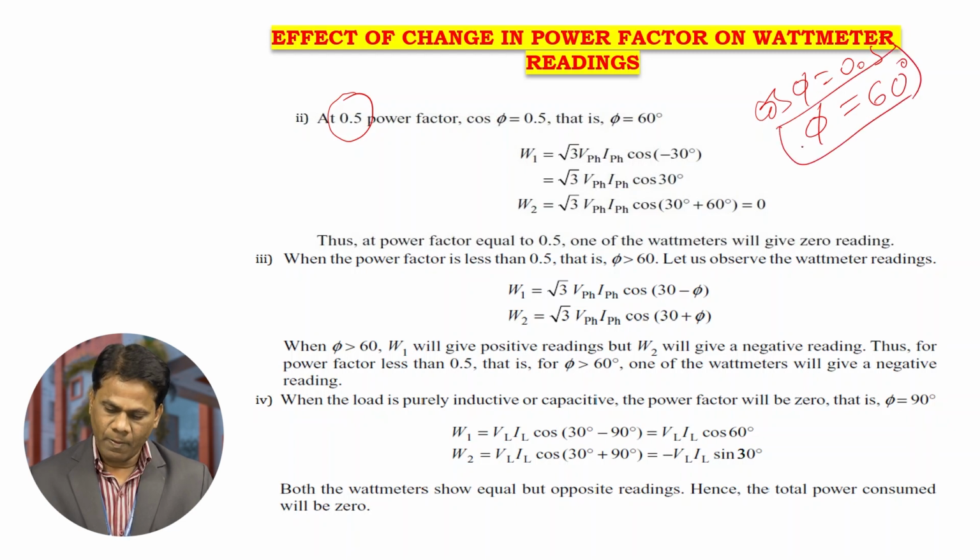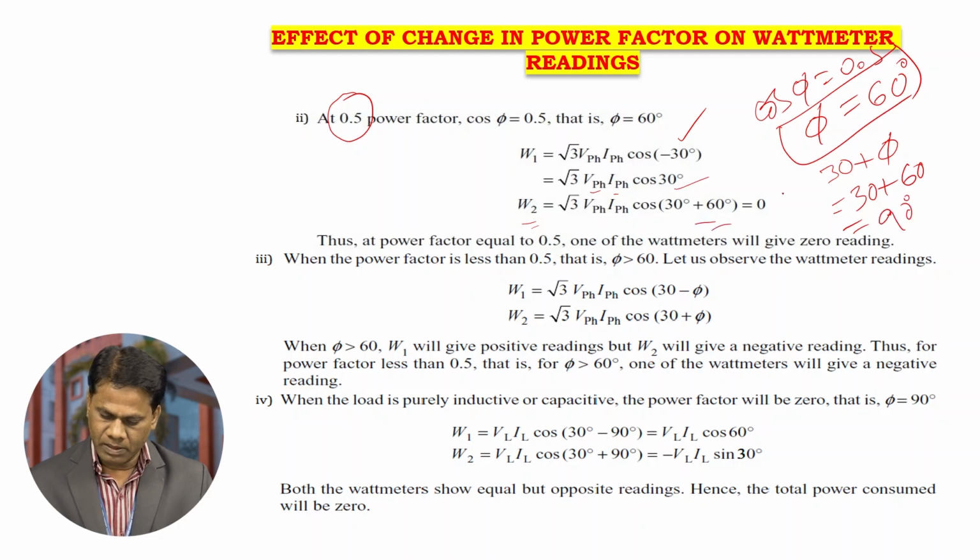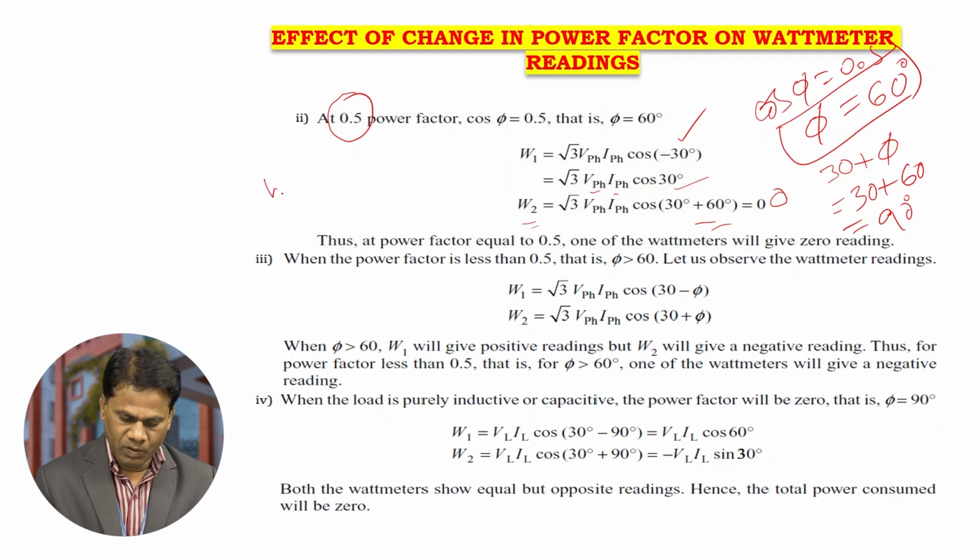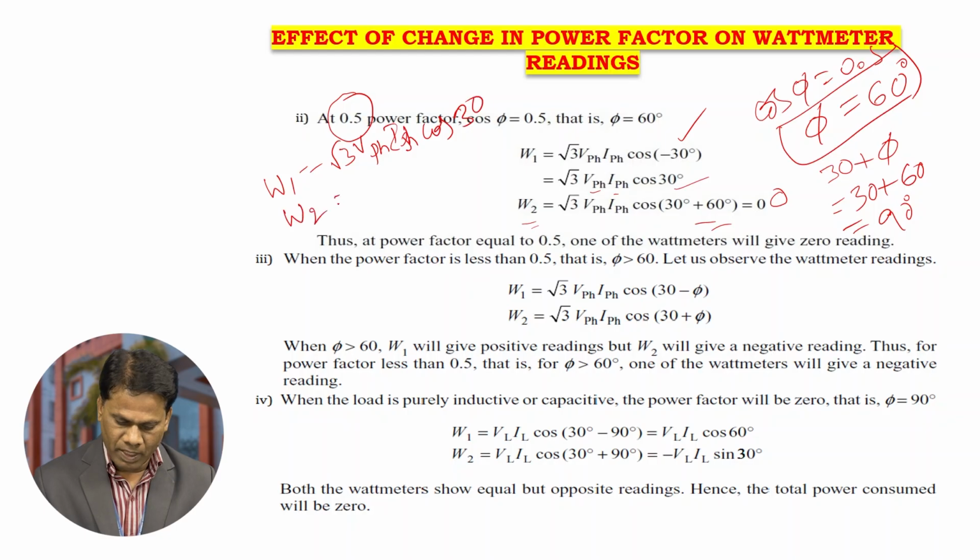If you are substituting for phi in W1 and W2, W1 we are getting root 3 times V phase I phase cos 30. W2 is equal to root 3 V phase I phase cos of 30 plus this phi, that is nothing but 30 plus 60. This is 90. Cos 90 is equal to 0. Here W1 is equal to some value, root 3 times V phase I phase cos 30, and W2 value is equal to 0.